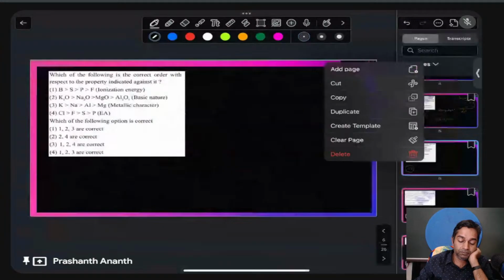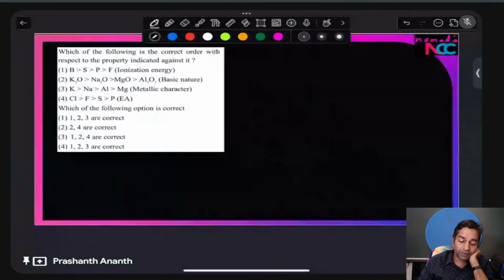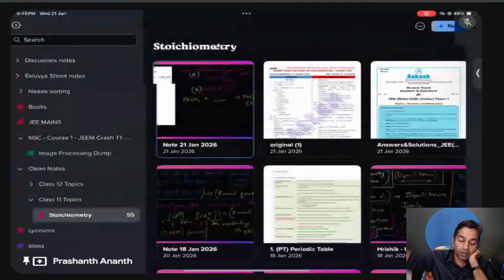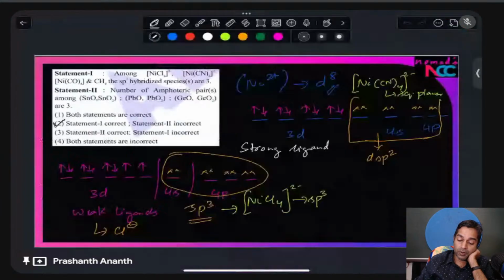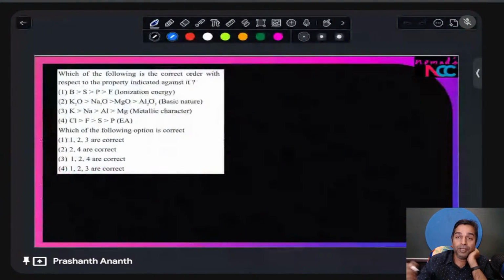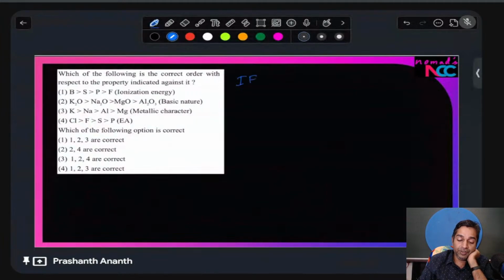Okay. So in this question here, we are going to be having... All right. So which of the following is going to be, let me check if it's got another page. Yeah, it's got another page. I don't need to worry about writing too much over here now. So boron, sulfur, phosphorus and fluorine are going to be in terms of ionization energy. So let's say I'm comparing ionization energy here.